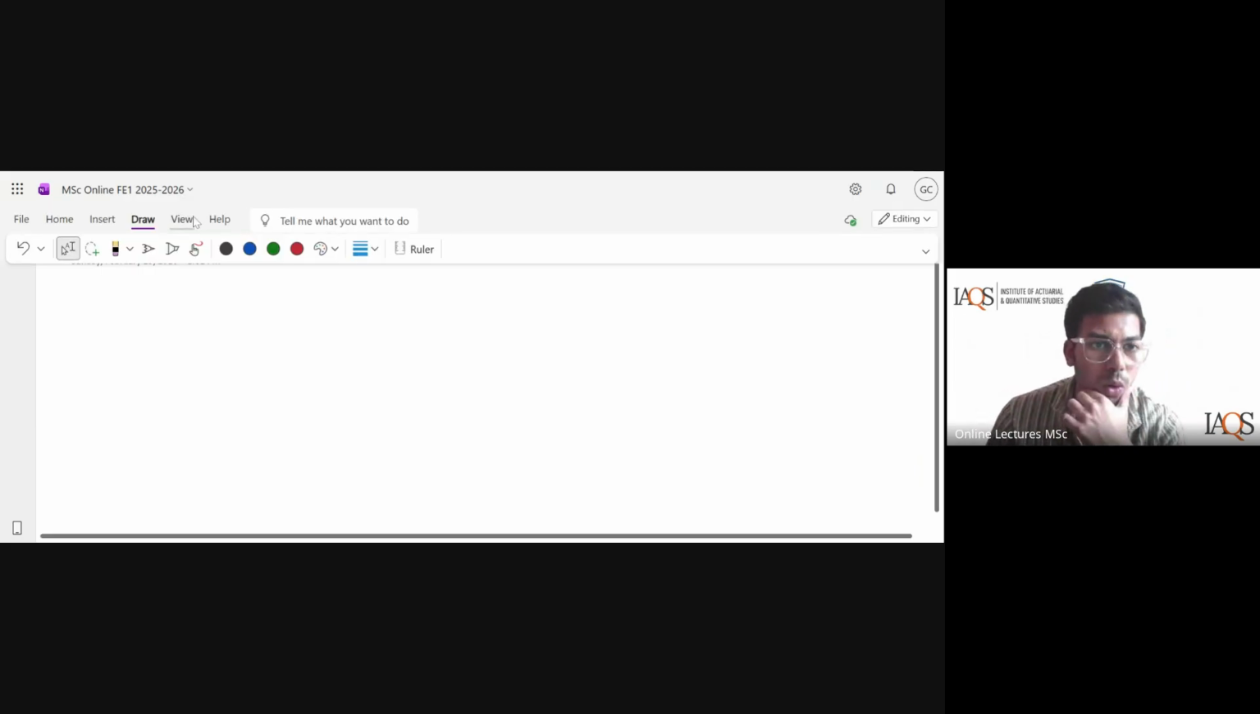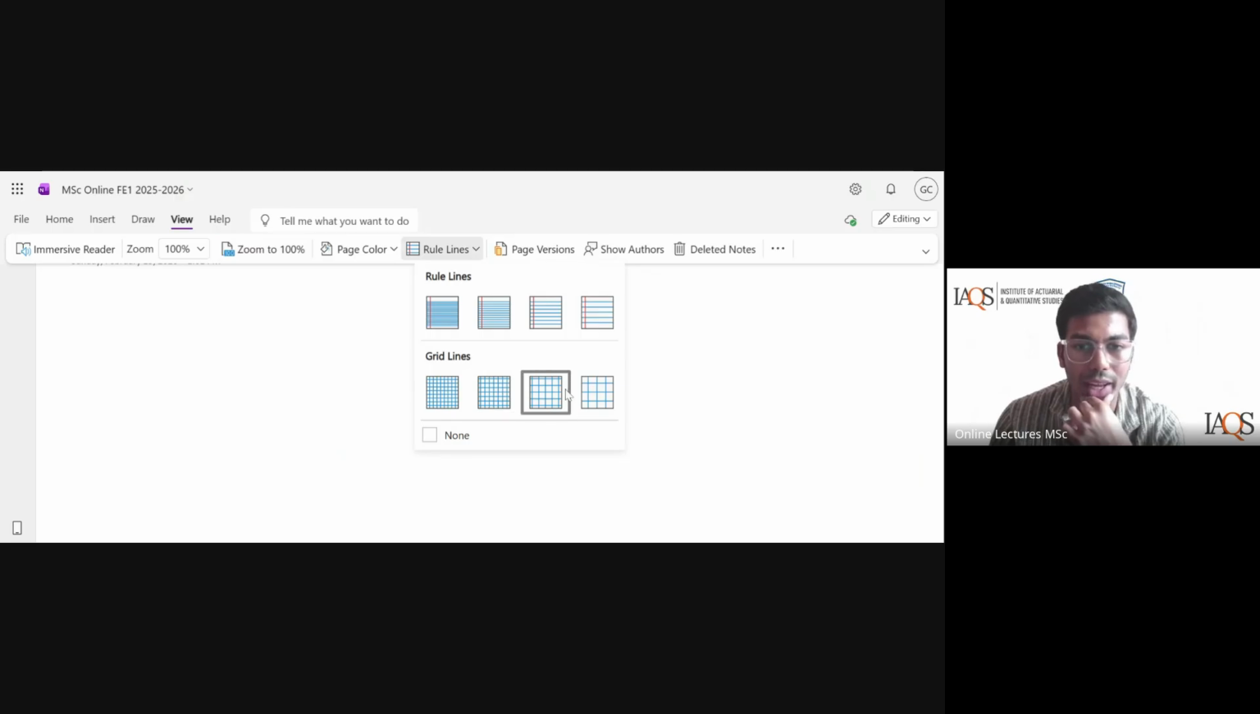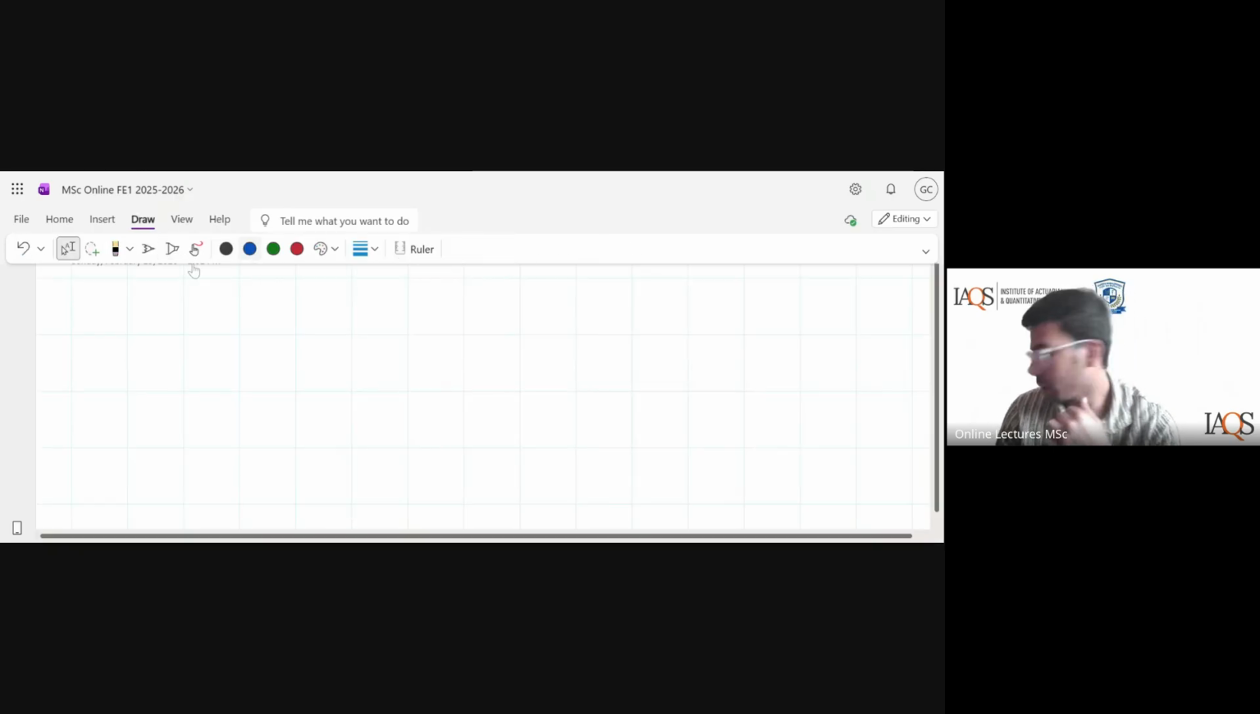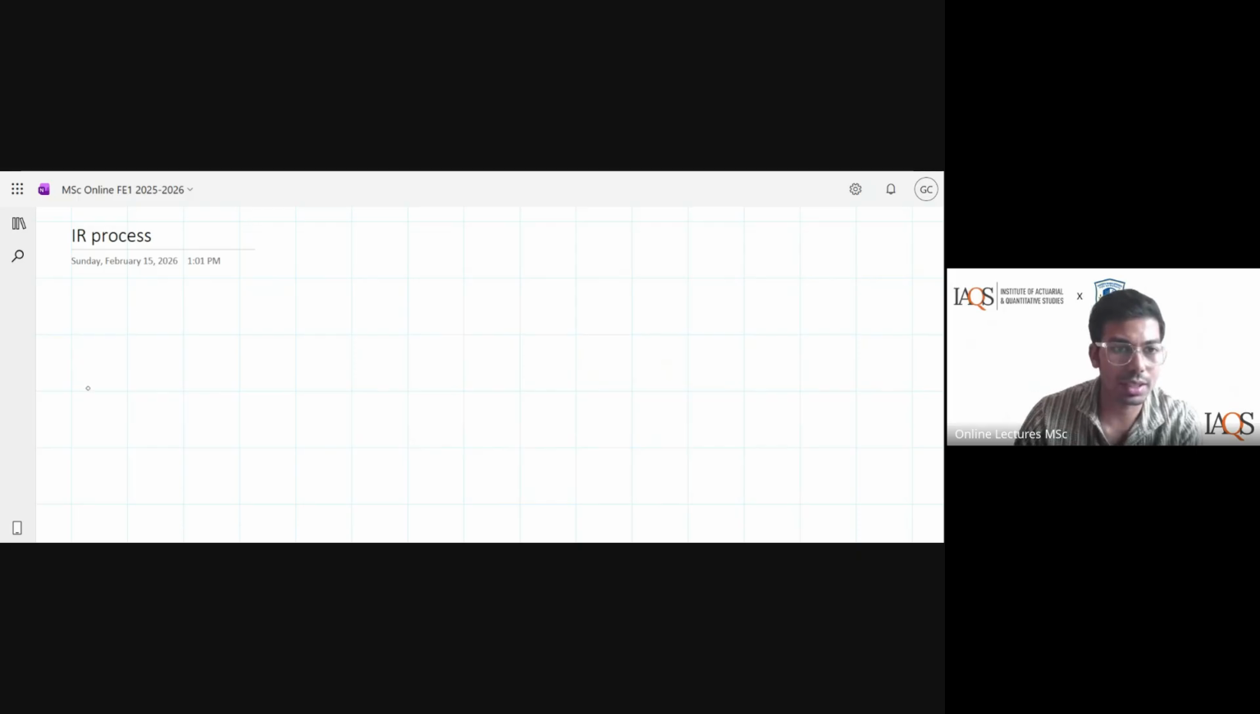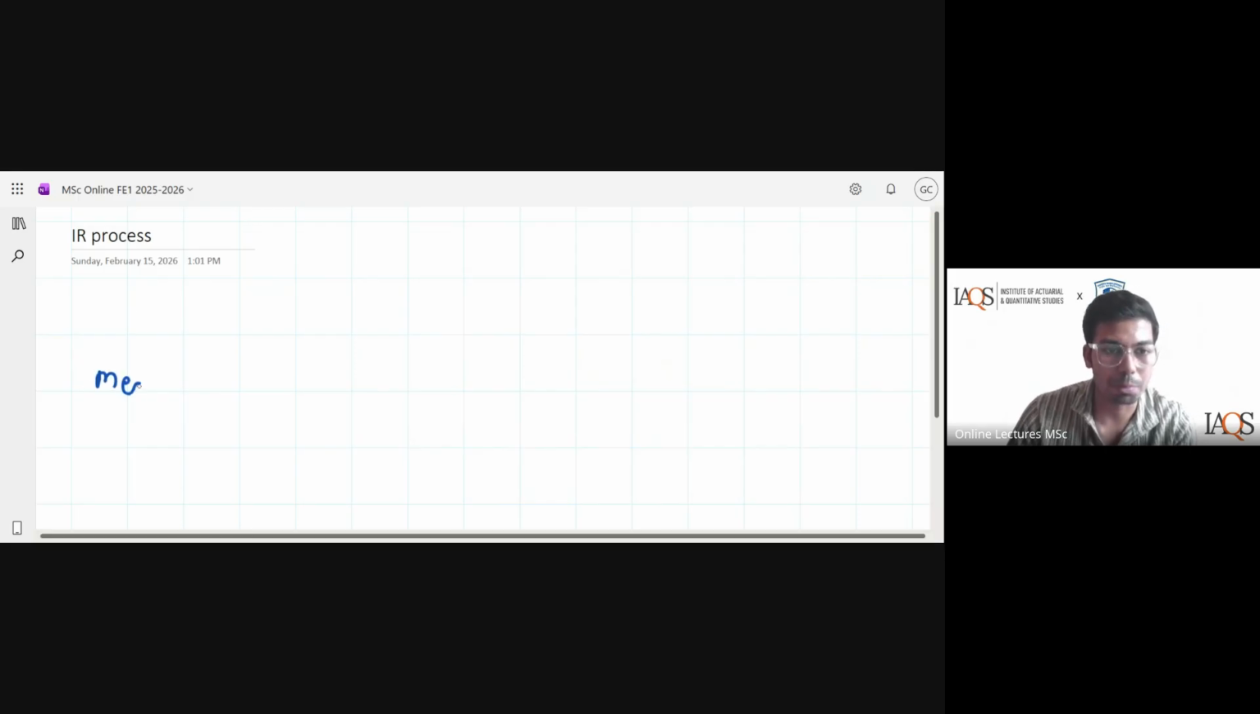All right. Now, what do I have in the IR process? Before getting to the IR process, let's understand something called mean reversion. I don't think I've used this terminology here anytime. Now, what do I mean by mean reversion?